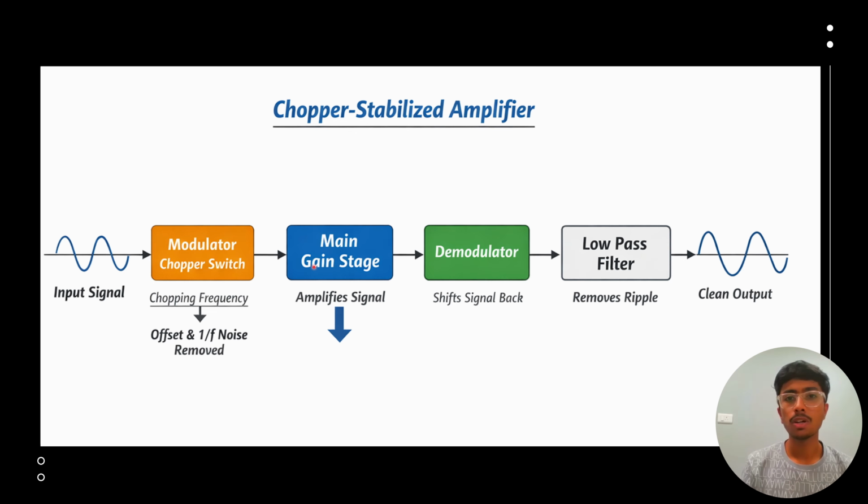Here we can see the overall process of a chopper stabilized amplifier where the input signal is transferred to a modulator where offset and 1/f noises are removed. Then it again amplifies the signal and the demodulator shifts the signal back. Then a low pass filter removes the ripple and we get a clean output.